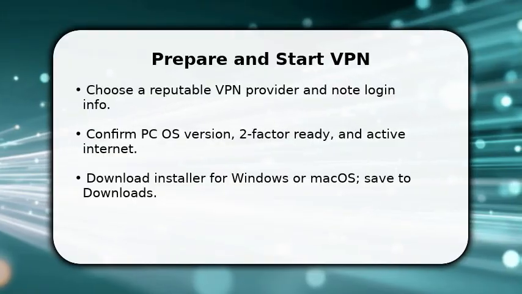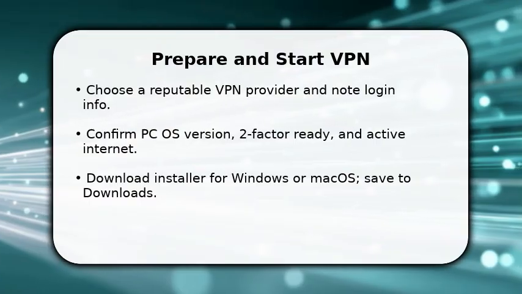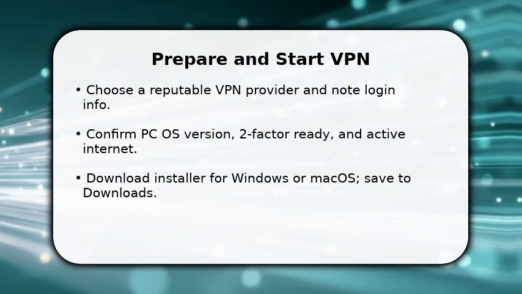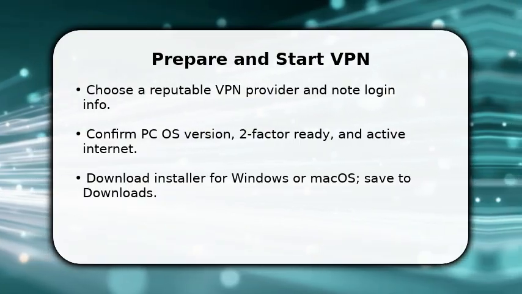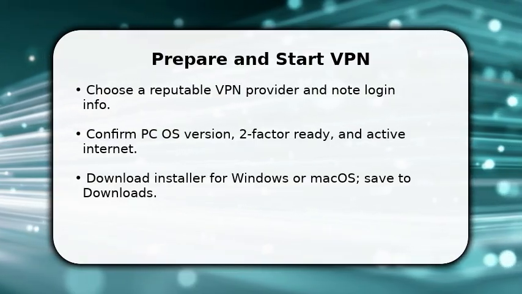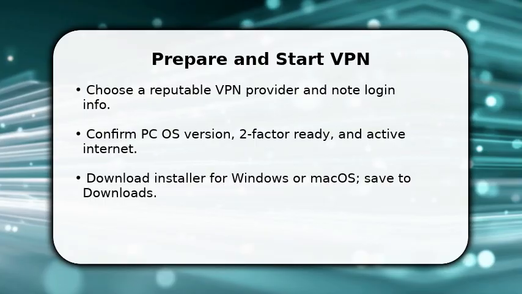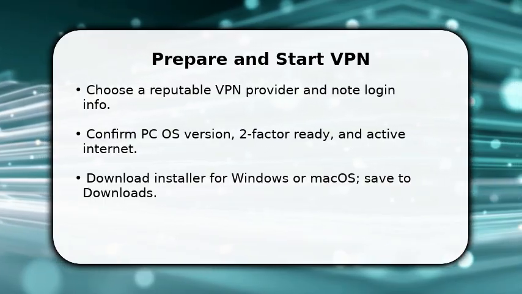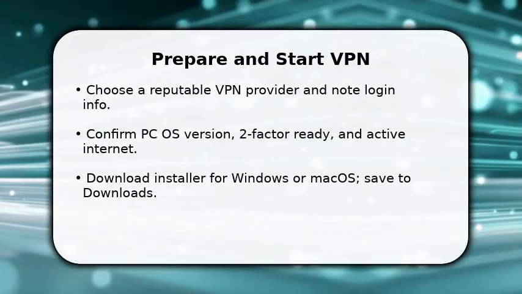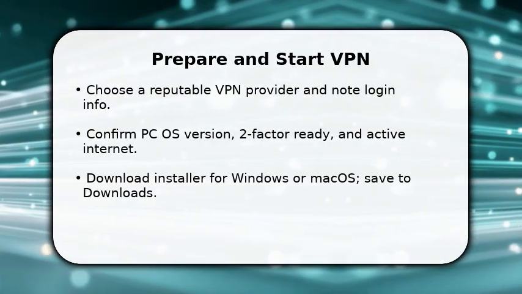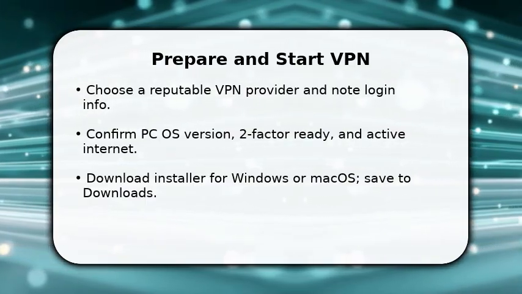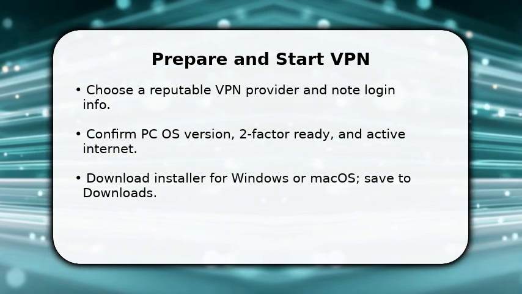You begin by picking a reputable VPN provider and signing in. This matters because privacy and speed depend on the service. Once done, make sure your PC operating system is up to date and that you have your username and password ready. Now download the correct installer for Windows or Mac OS to the Downloads folder. If prompted, allow installer permissions, then run the installer and follow on-screen prompts to install the VPN app. You'll be ready for configuration in the next step.